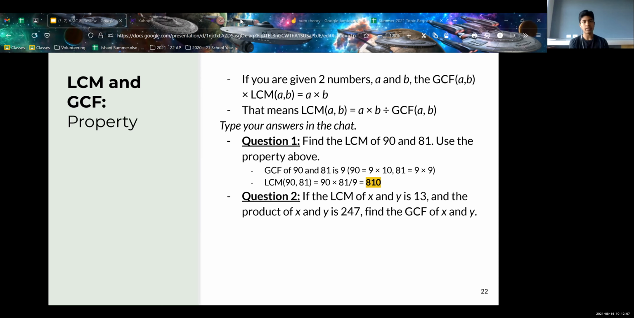All right, so if the LCM of x and y is 13 and the product of x and y is 247, find the GCF of x and y. So we're just going to use the same formula that is mentioned at the top. Enter your answers in the chat.